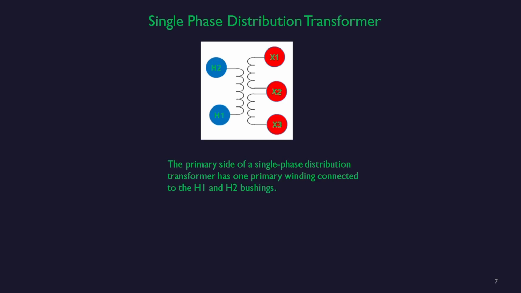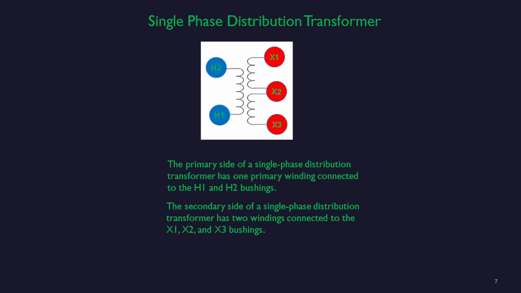The single-phase distribution transformer has one primary winding connected to H1 and H2. The secondary side of the single-phase distribution transformer has two windings connected to the X1, X2, and X3 bushings. Note that each of the secondary windings are joined together on the X2 bushing.